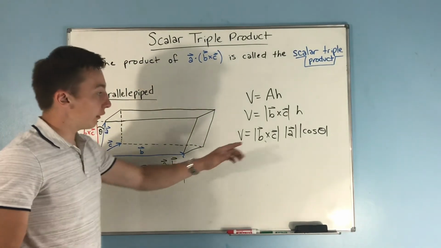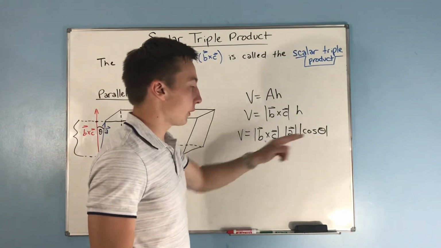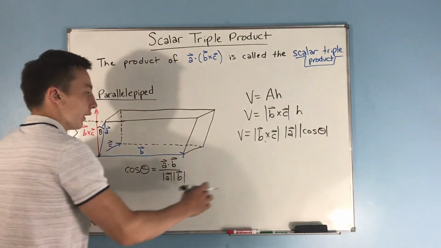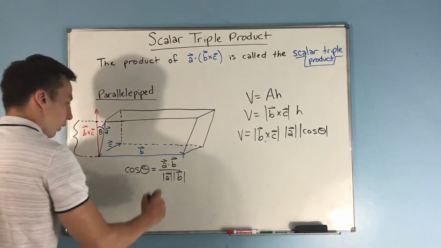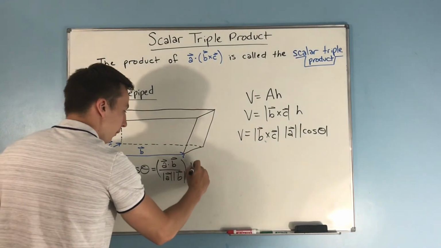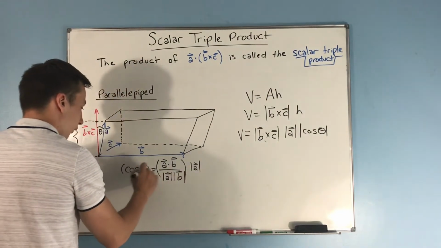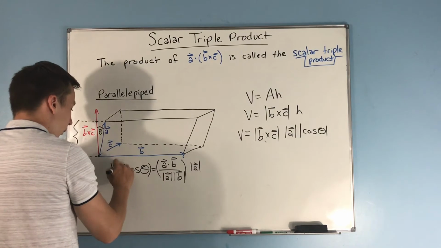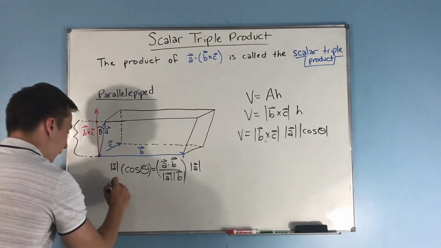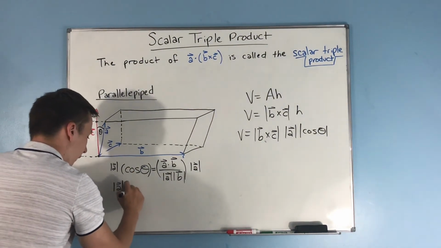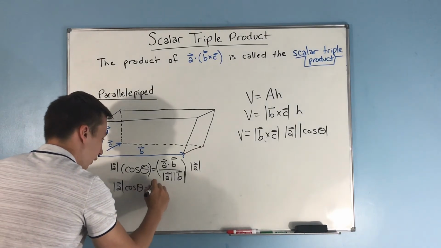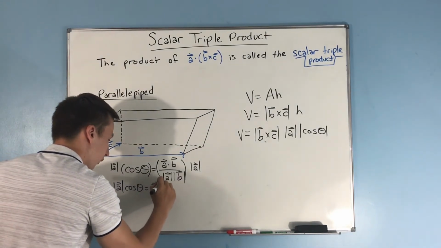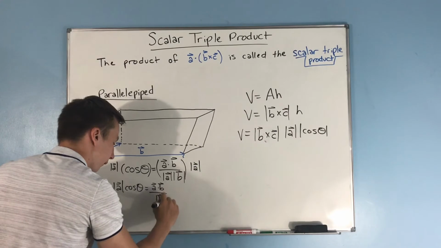Now, we have a magnitude of A times cosine theta over here in our volume equation. So, if we multiply here by the magnitude of A, then what we get is the magnitude of A times cosine theta equals A dot B over the magnitude of B.